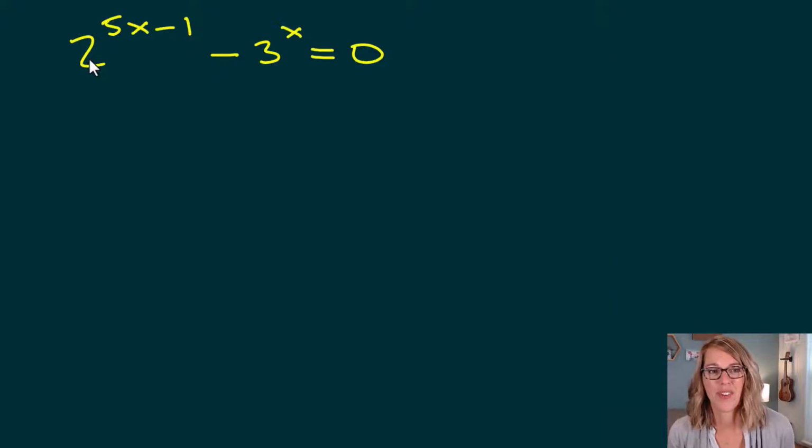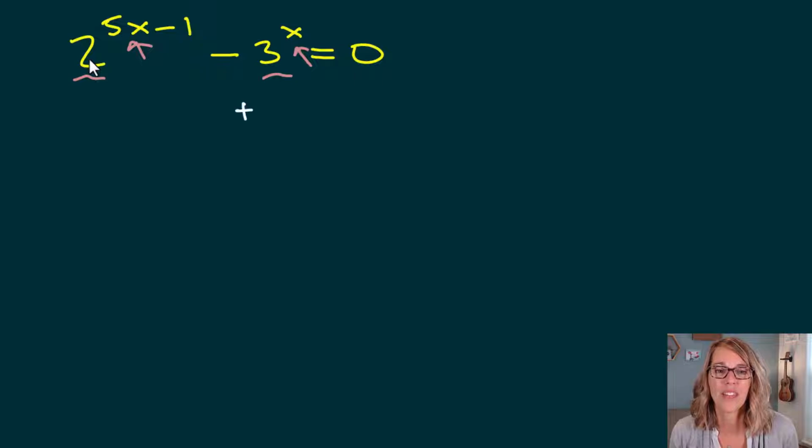In this one, I've got two different bases. One is a base 2 and one is a base 3, and both of them have an x up there in the power. So I want to go ahead and isolate these, one exponential on each side. So I'm going to move that 3 to the x over by adding it, so plus 3 to the x. This gives me 2 to the 5x minus 1 is equal to 3 to the x.